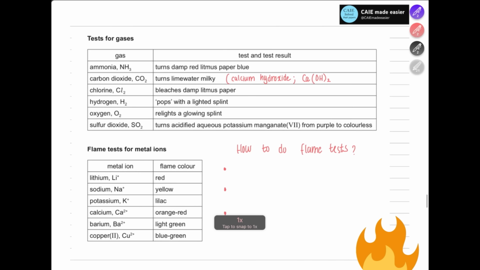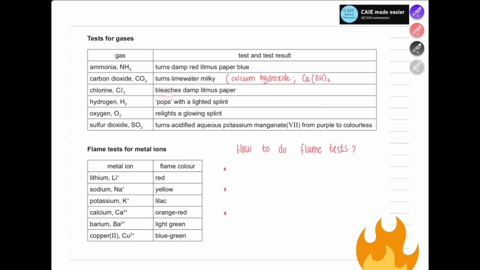Now for tests for gases, flame test, and qualitative analysis, this is given at the end of your paper 6, but make sure that you read it now so that you will be prepared in the exam. Remember to read what these are. Ammonia turns red litmus paper to blue because when mixed with water, like as it says here that is damp, it becomes alkaline. Carbon dioxide turns lime water milky. Now another name for lime water is calcium hydroxide.